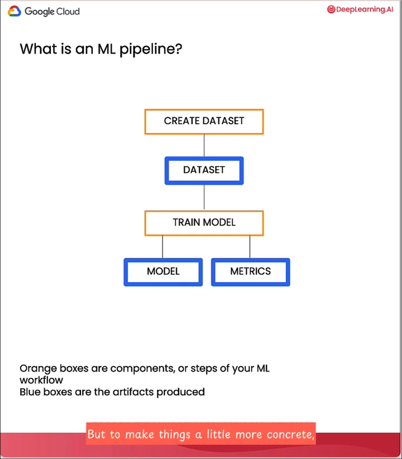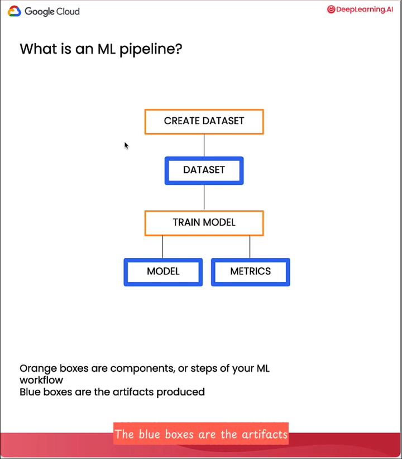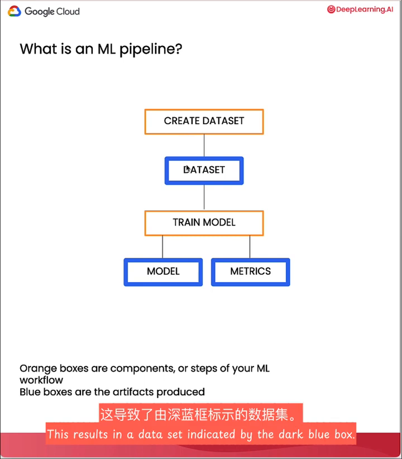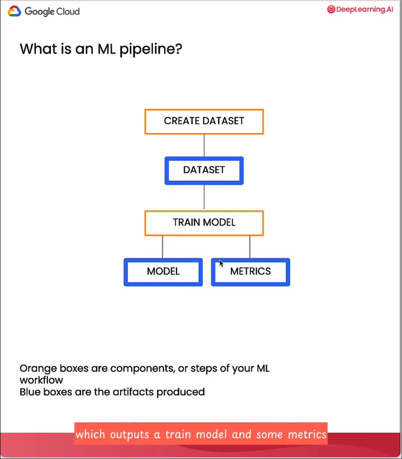But to make things a little more concrete, here is a basic machine learning pipeline. The orange boxes are components, or steps of your machine learning workflow. This is where some code is executed. The blue boxes are the artifacts produced by these components. By artifacts, I just mean anything that's created in a step of the machine learning workflow. So in this case, a data set and a trained model, and some metrics. So to run through this pipeline, the first thing we do is we execute this create dataset step. This results in a data set indicated by the dark blue box. And then this data set is used in the train model step, which outputs a trained model and some metrics that help us to evaluate how well that model performs.